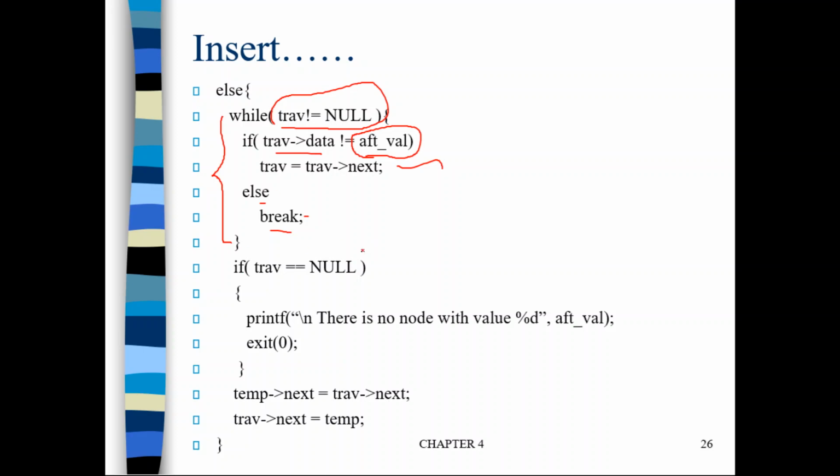If you come out of the while loop because you have reached the end of the linked list, then you have to say that there is no such node after which to insert. So we check here if traverse is equal to null. If traverse became null and that is why we came out of the while loop, then we say that there is no node with value %d after val, and we exit the program. Otherwise, if this condition is not satisfied, it means that previously you broke the while loop because we found the node after which the new node should be inserted.